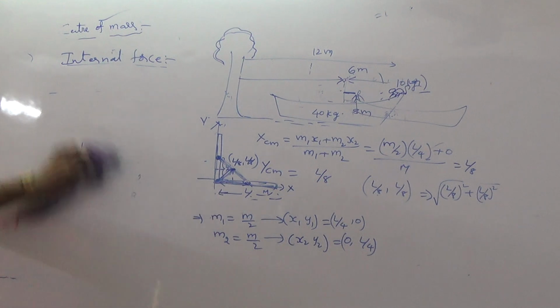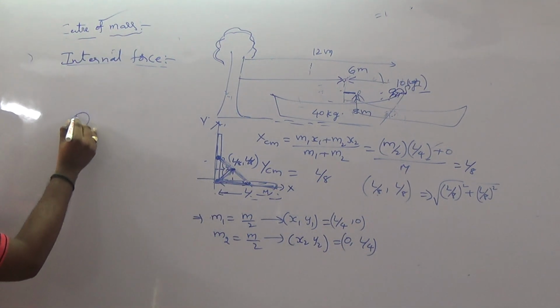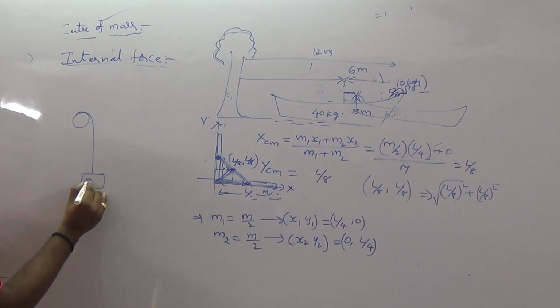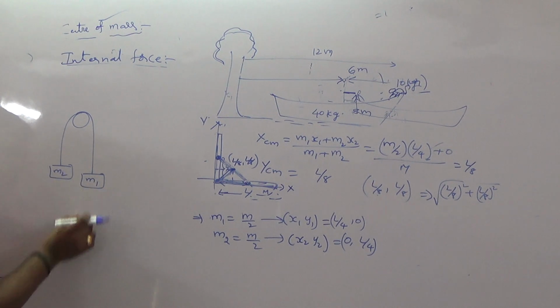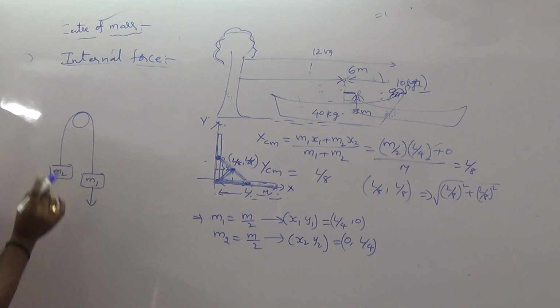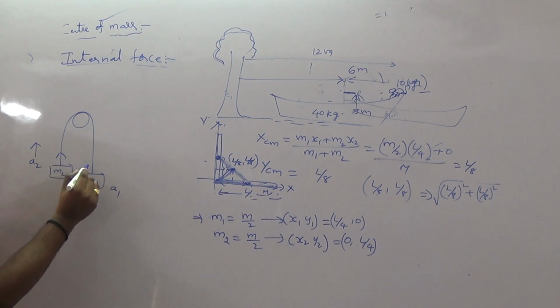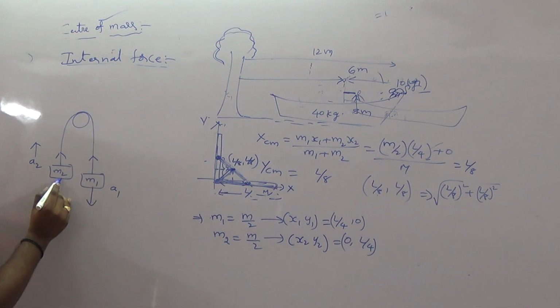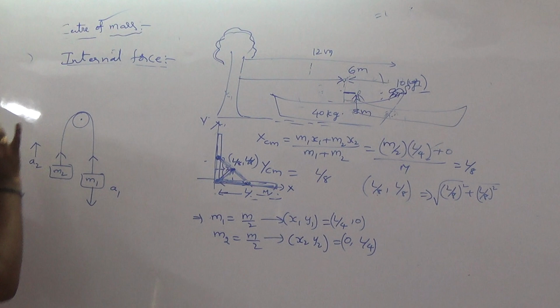Just one problem is there, no? Just a general concept. We know one mass is m1 and one more mass is m2, moving, with m1 greater than m2, moving downward with an acceleration a1 and the other moving upward with an acceleration a2. What is the acceleration of the center of mass of the system?